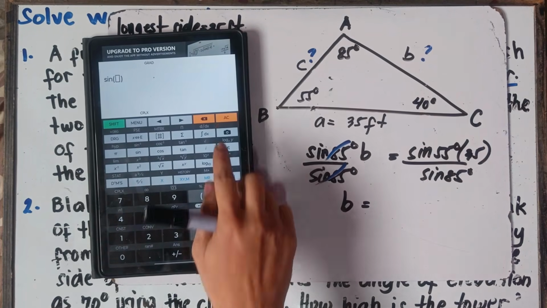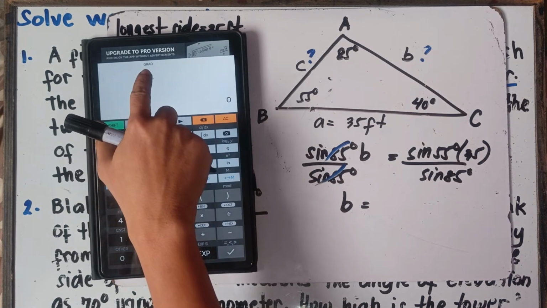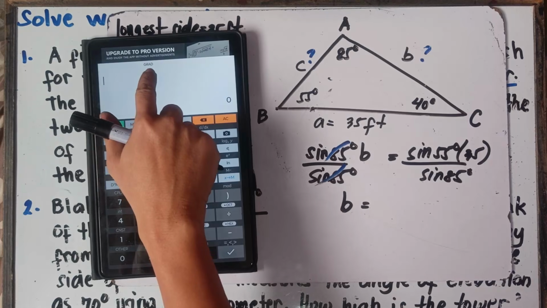Sine. Be careful, class, do it step by step. By the way, class, make sure your calculator mode is on degree. In my calculator, class, the mode is gradient, G-R-A-D.